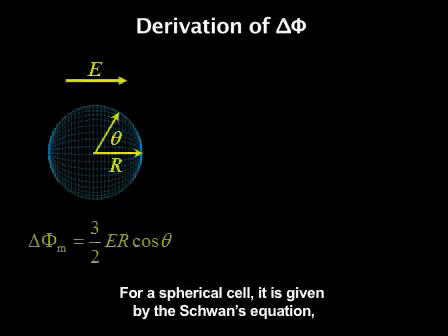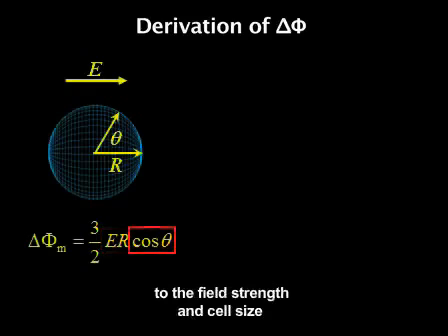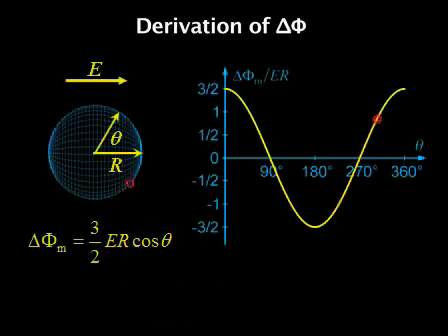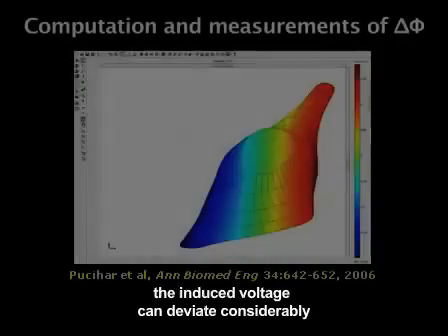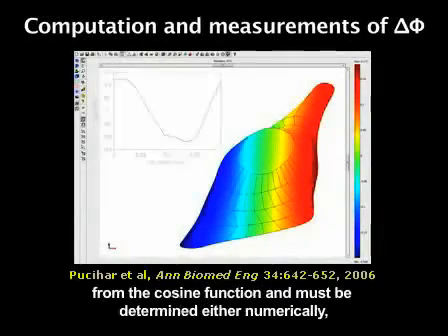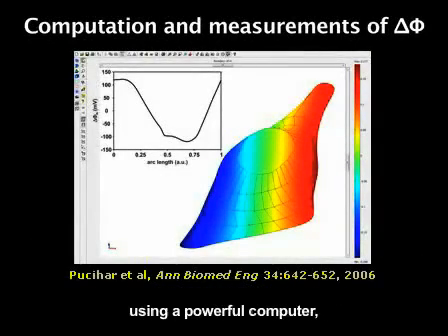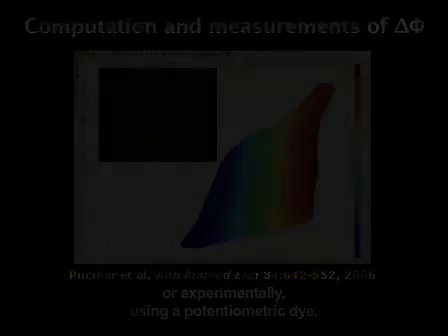For a spherical cell, it is given by Schwann's equation, which states that the voltage is proportional to the field strength and cell size and follows the cosine function along the membrane. For more complicated cell shapes, the induced voltage can deviate considerably from the cosine function and must be determined either numerically, using a powerful computer, or experimentally, using a potentiometric dye.